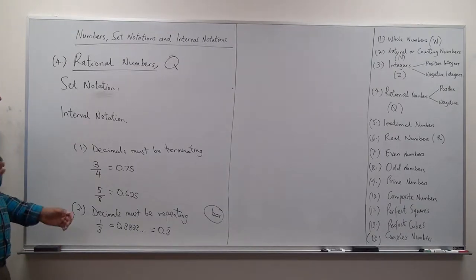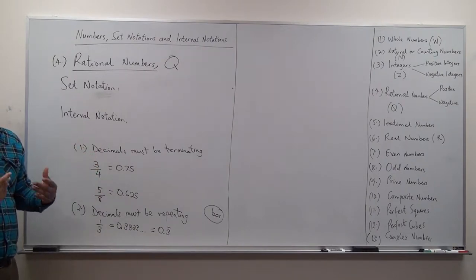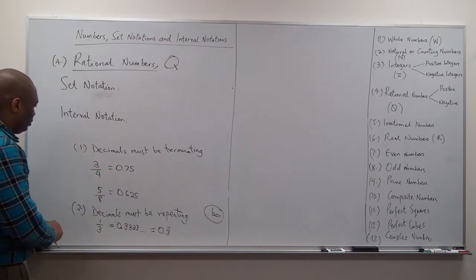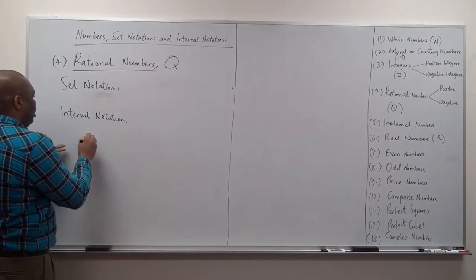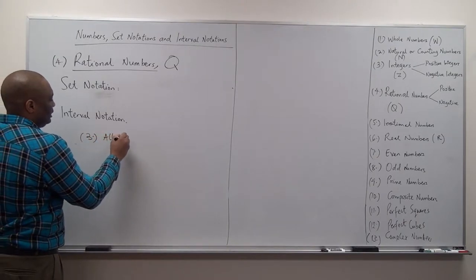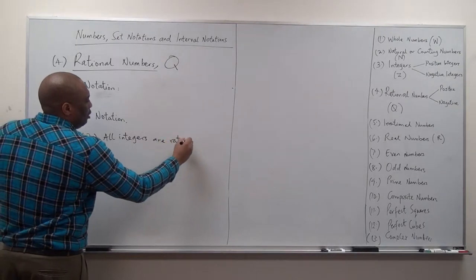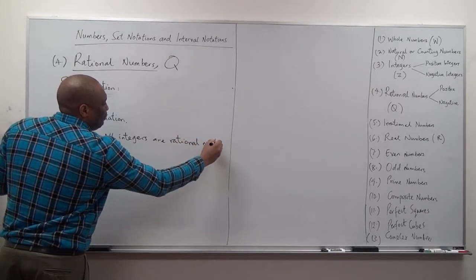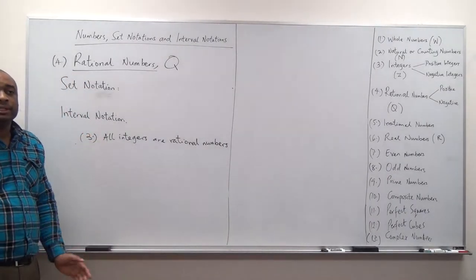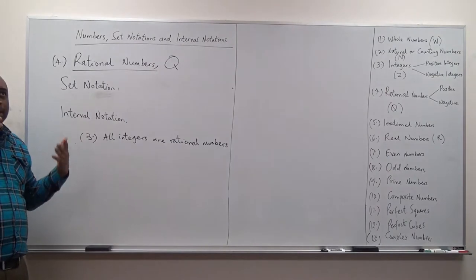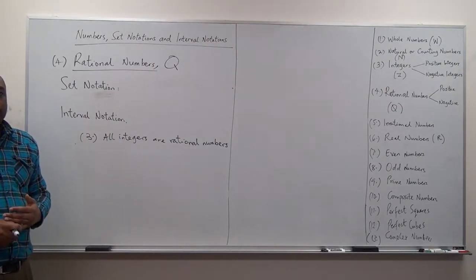Another set of rational numbers are the integers. All integers are rational numbers. That's the third one. I've written two. Number three: all integers are rational numbers. Like I said earlier on, if you have positive integers, it gives you positive rational numbers. If you have negative integers, it will probably give you a negative rational number, depending.